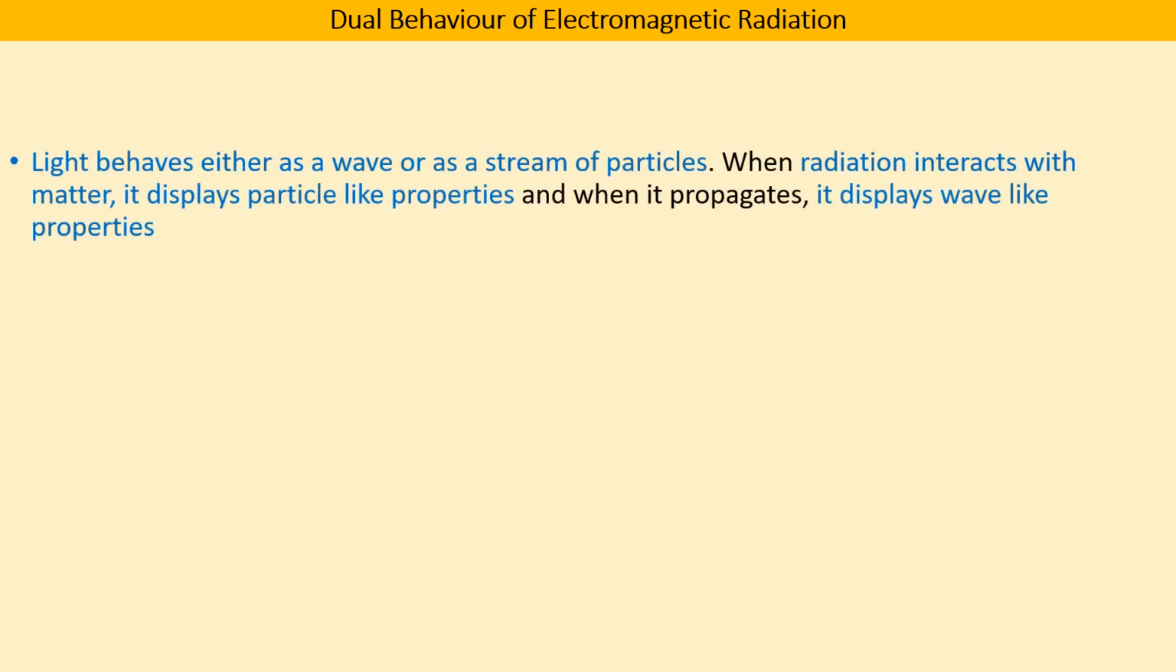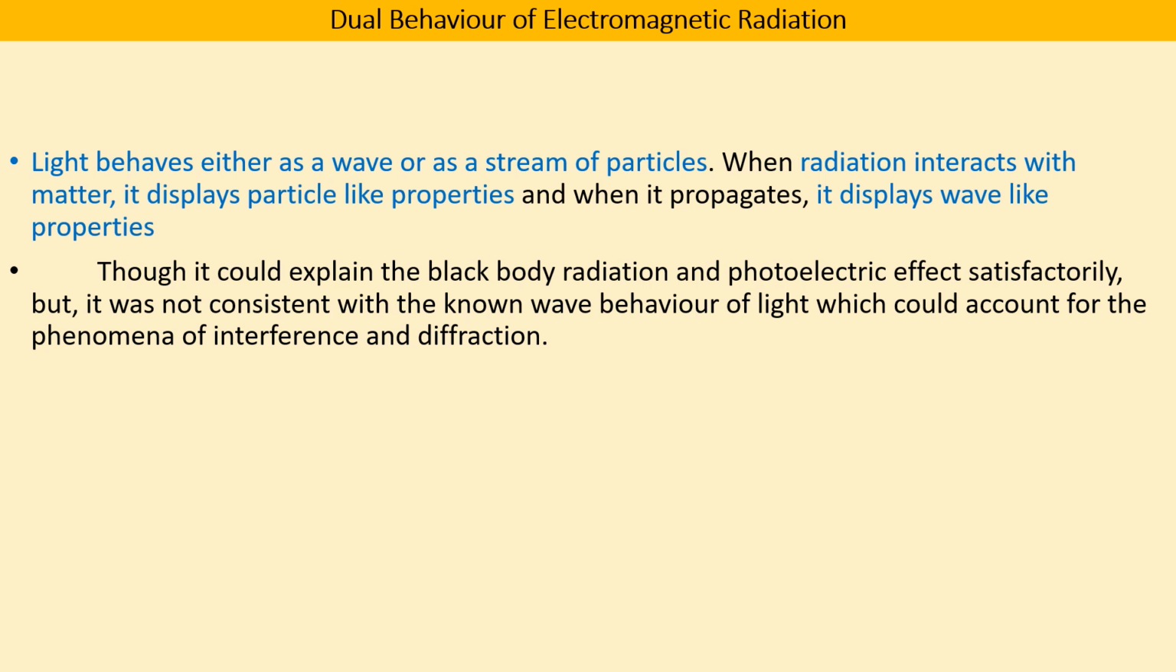Dual behavior of electromagnetic radiation. Light behaves either as a wave or as a stream of particles. When radiation interacts with matter, it displays particle-like properties. On the other hand, when it propagates, it displays wave-like properties.